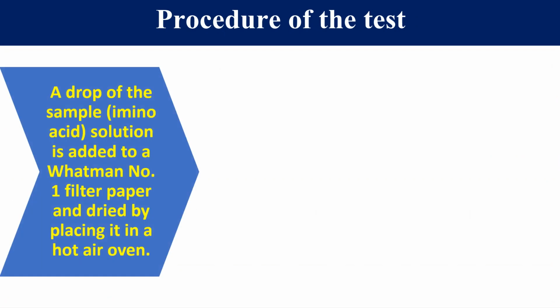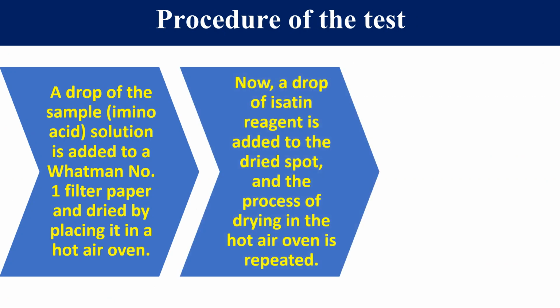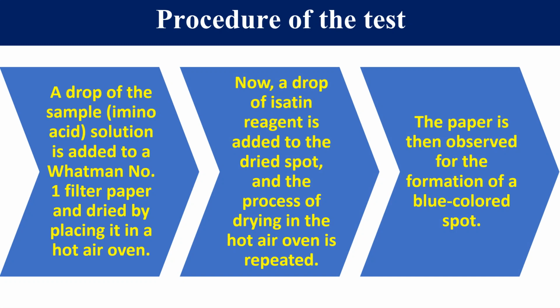How are we going to perform it? This is again a simple test where a drop of the sample, that is amino acid solution, is added to a Whatman filter paper and dried by placing it in a hot air oven. Then we drop Isatin reagent on the dried spot, and the drying in the hot air oven is repeated. Means first you put your test sample, dry it, then put the Isatin reagent, dry it again, and then you observe the paper for the formation of a blue color spot.